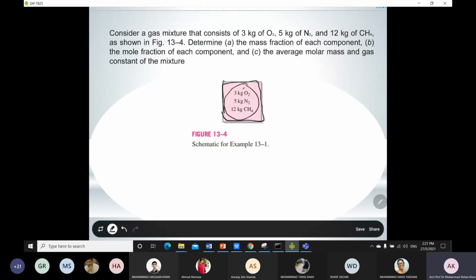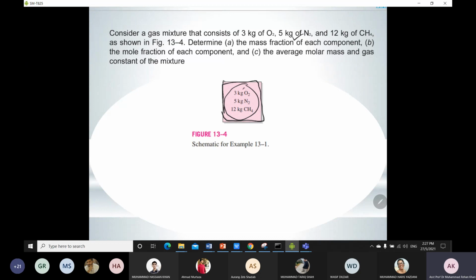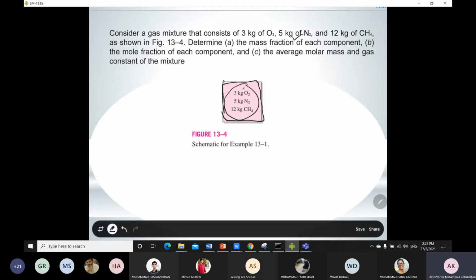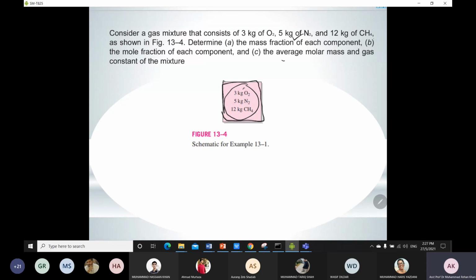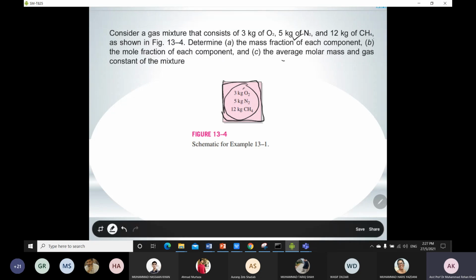Okay, so we have to determine the mass fraction of each component, or B part we have to find the mole fraction of each component, and C part the average molar mass. Okay, so average molar mass basically molar mass of the mixture. Okay, and gas constant of the mixture we have to find. Okay, so you have to note down the statement and we will go forward for the solution.